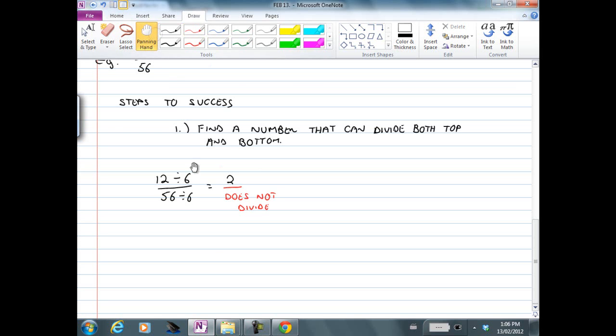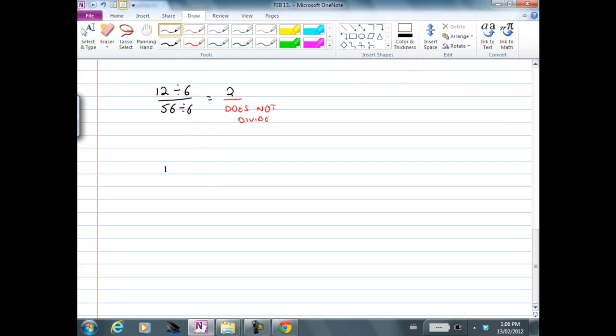Again, I'm not sure if it works or not. So let's do this: 12 divided by 4, 56 divided by 4. Amrit, what's 12 divided by 4? 3. Here comes the fun part. Jasneet, 56 divided by 4. This is the challenging one. Anyone know what 56 divided by 4 is? 14. So we'll write down 3 over 14.